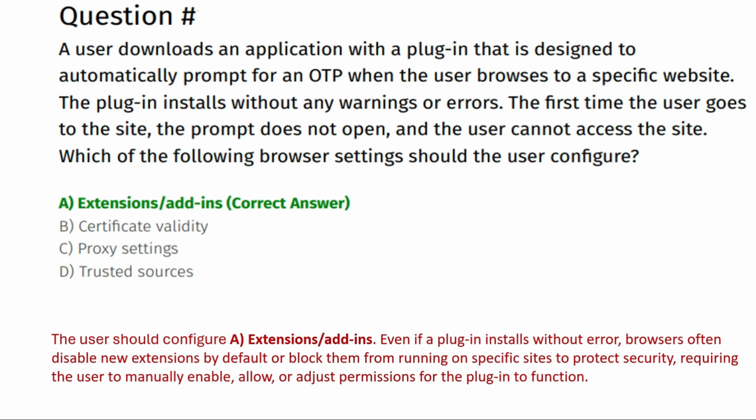Option A, extension/add-ins. Option B, certificate validity. Option C, proxy settings. Option D, trusted sources. And the correct answer for this question is option A, extension/add-ins. So let's check the explanation.